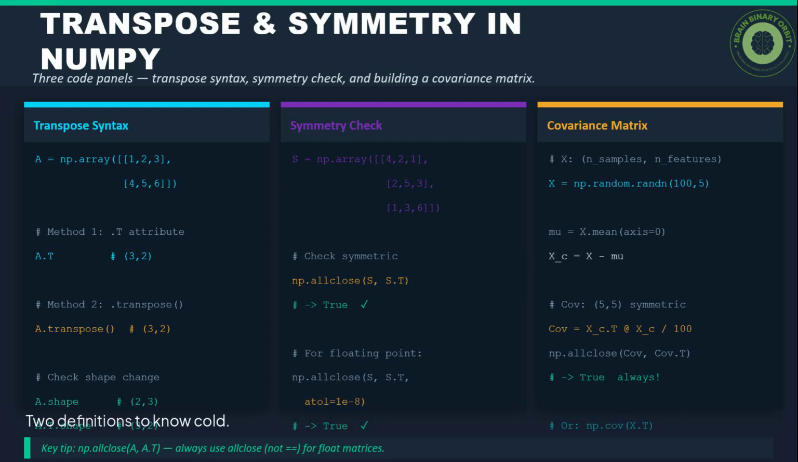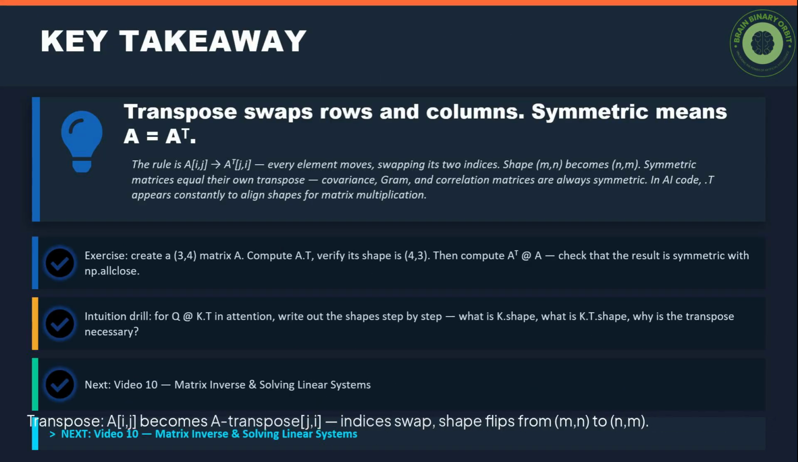Two definitions to know cold. Transpose: A[i,j] becomes A transpose [j,i], indices swap, shape flips from M by N to N by M. Symmetric: A equals A transpose, meaning A[i,j] equals A[j,i] for all i and j.